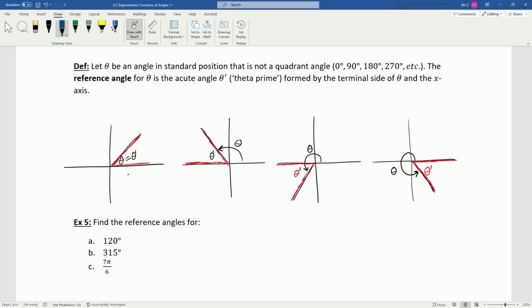So notice that how we find our reference angle, as we've seen with our trigonometric functions and drawing our triangles, changes based on which quadrant we're in. If you're in the first quadrant, your reference angle is the angle itself. If you're in the second quadrant, theta prime is this adjacent angle here. If you're in the third quadrant, theta prime is the last portion of your angle that's past 180 degrees. And if you're in the final quadrant, it's this coterminal angle between the terminal side and initial side, right?